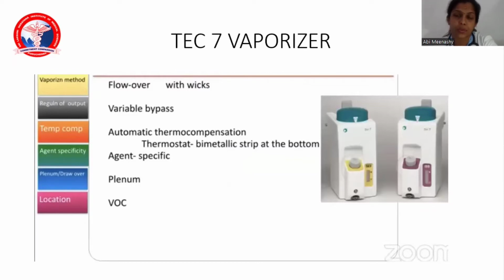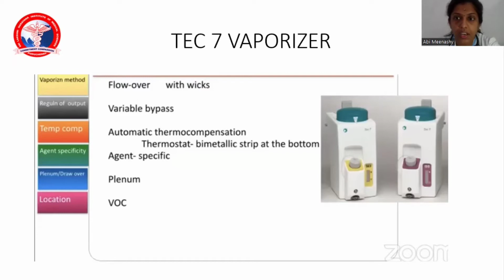Okay, like I told you, 6 points in every vaporizer. According to vaporization method, this is flow over with wicks. Okay, most common. Regulation of output, this is variable bypass. It has a bypass chamber and it has a vaporizing chamber. It is temperature compensated. Every Tec vaporizer is a temperature compensated vaporizer, with a thermostat with the bimetallic strip at the bottom.